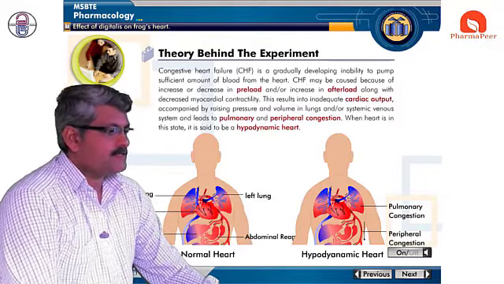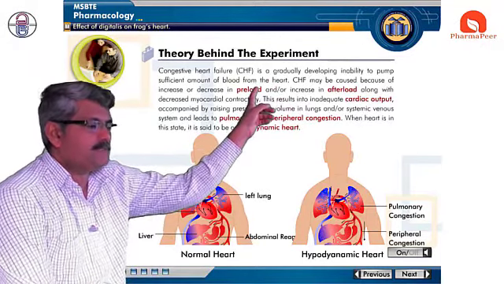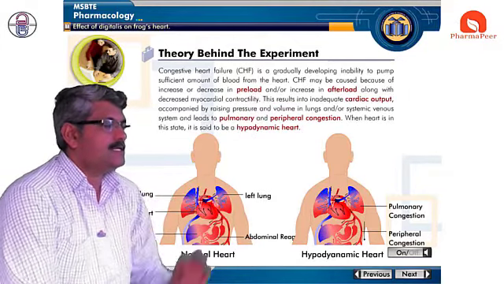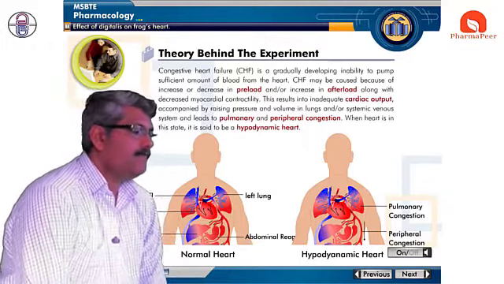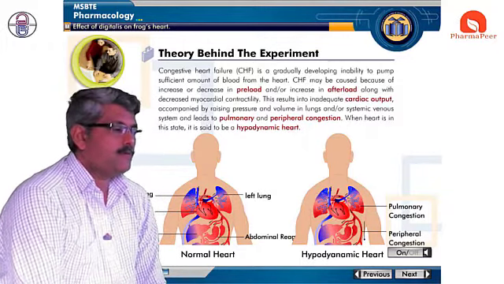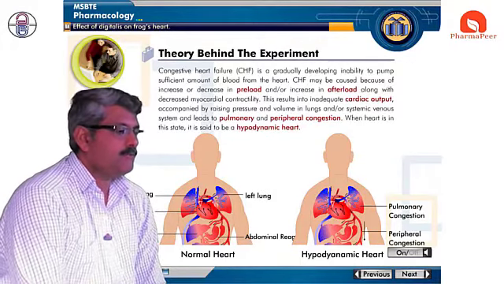CCF or CHF is nothing but the gradually developing inability of the heart to pump a sufficient amount of blood. It is called congestive heart failure. Simply, we can say congestion is nothing but a blockage, and heart failure occurs due to the block.